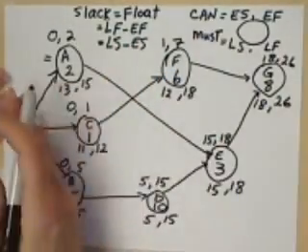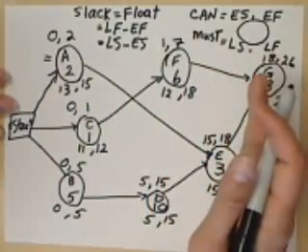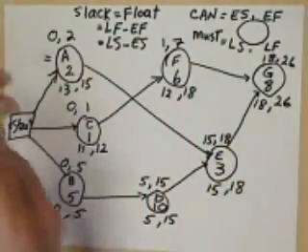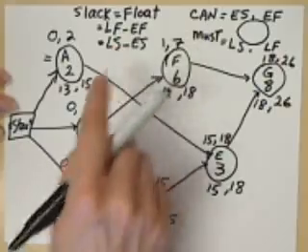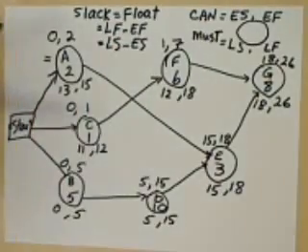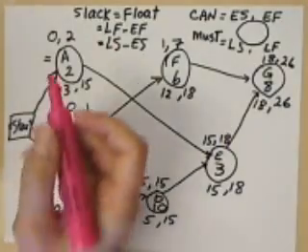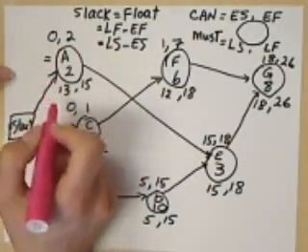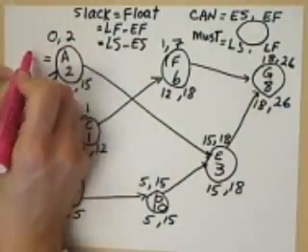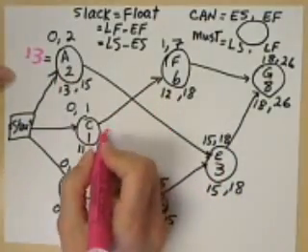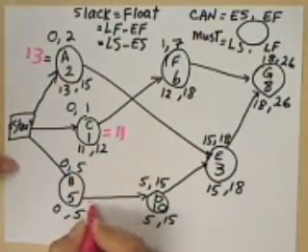The reason is that if you made an error going forward or backward in your calculation, then these two numbers would not be equal. So you want to make sure that you calculate slack both ways. Now, 15 minus 2 is 13. 13 minus 0 is 13. So here's slack here.